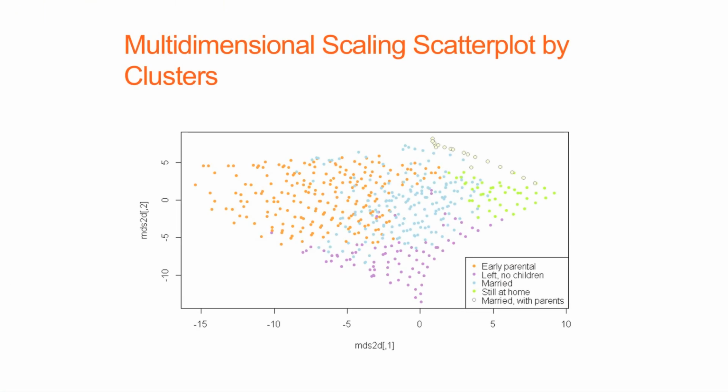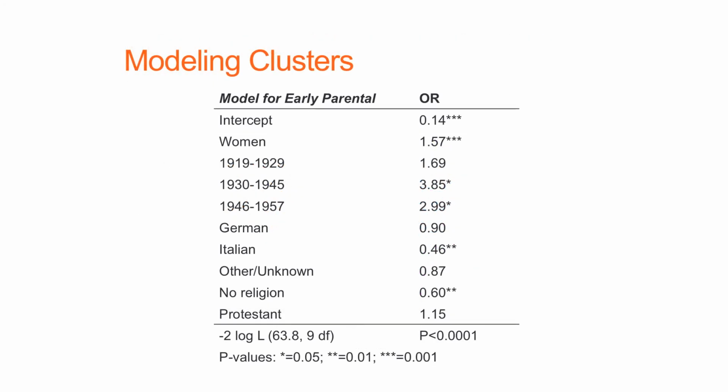So this is another example of something that can be done with sequence analysis. You could also do multidimensional scaling, or create scatter plots using multidimensional scaling. And this shows a scatter plot by cluster. You can also do modeling using the cluster. So this is a logistic regression model for being in the early parental cluster versus not.